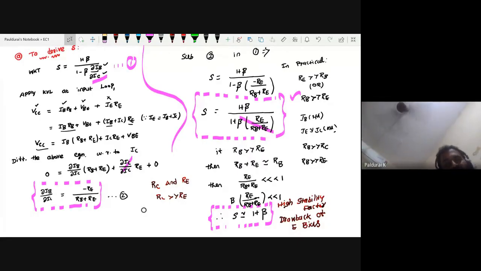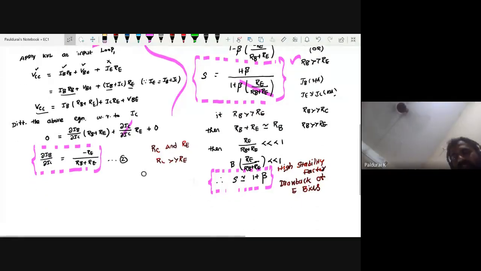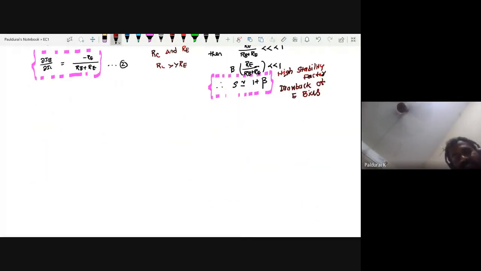So now to derive S dash. Put the heading: to derive S dash. As I told earlier, I won't derive S dash. No need to derive S dash and S double dash for emitter bias and voltage divider bias because it is the same as in collector to base bias. Any guess, anyone? How to derive S dash?